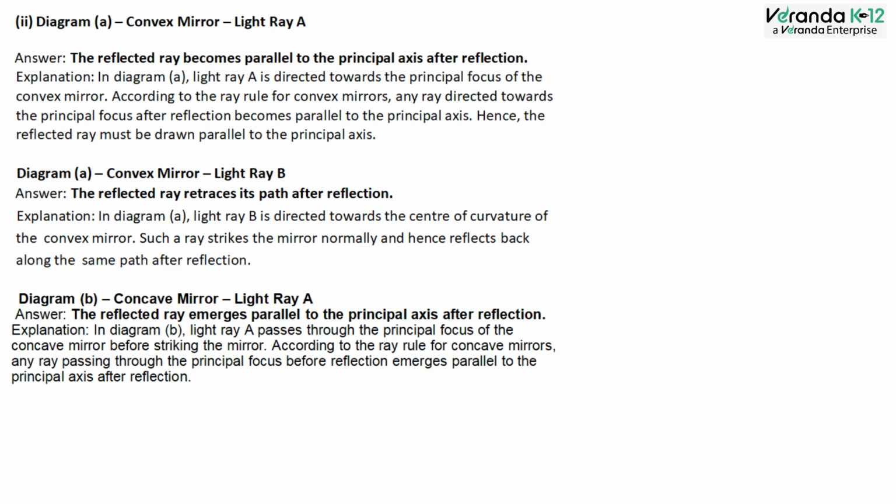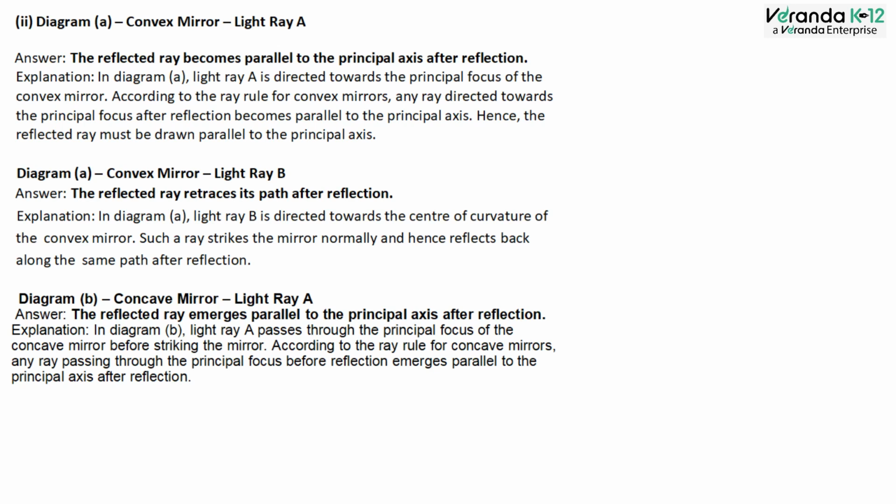Light ray B. Answer. The reflected ray retraces its path after reflection. Explanation. In diagram A, the light ray B is directed towards the center of curvature of the convex mirror. Such a ray strikes the mirror normally and hence reflects back along the same path after reflection.